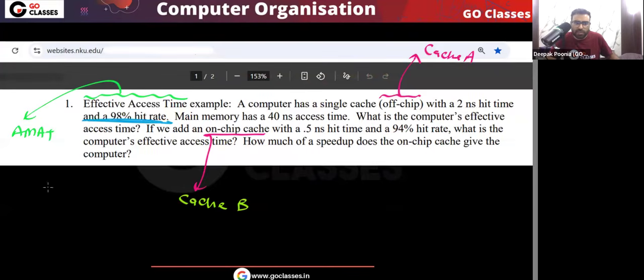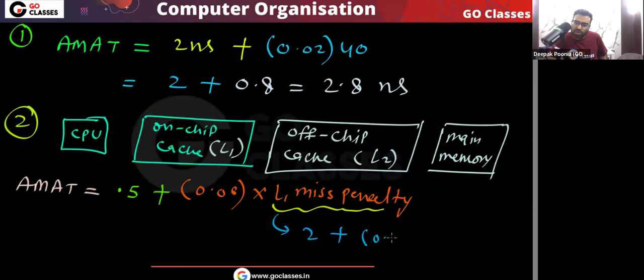L2 miss rate is basically 2%. So I can say 0.02. That is the L2 miss rate into L2 miss penalty. Because L2 is the last level cache, for L2 the miss penalty is same as main memory access time, and main memory access time is basically 40 nanosecond. Okay, so very simple.